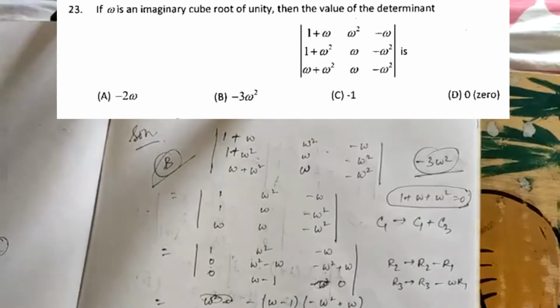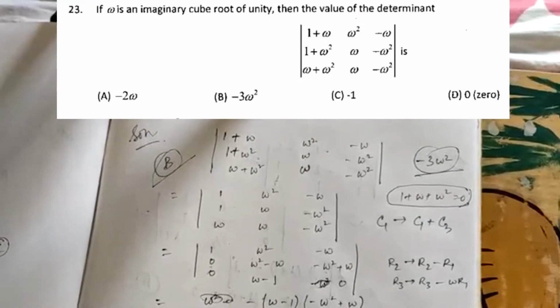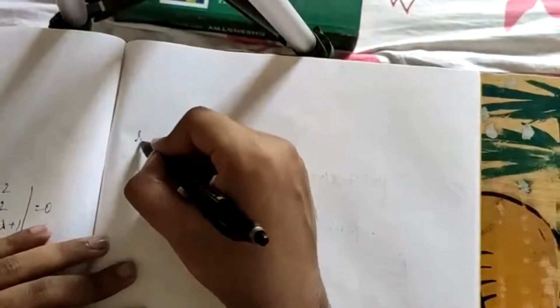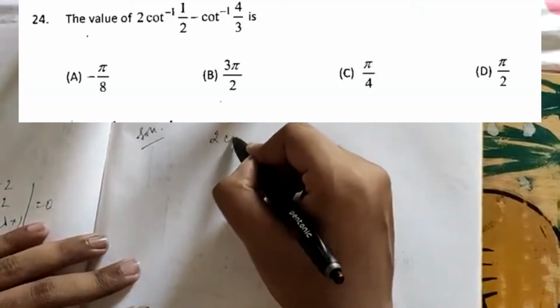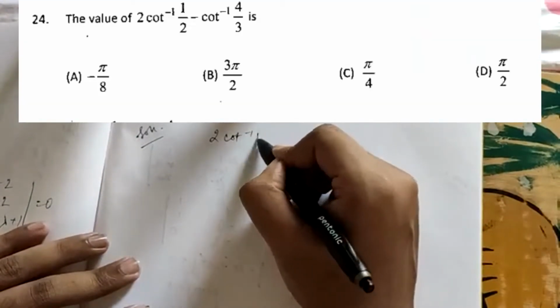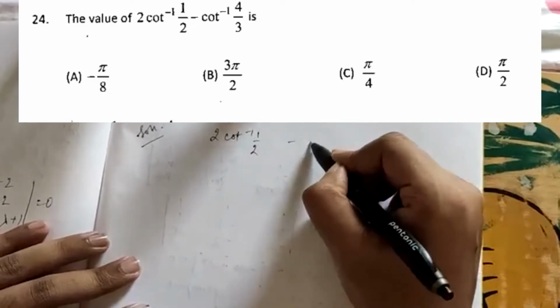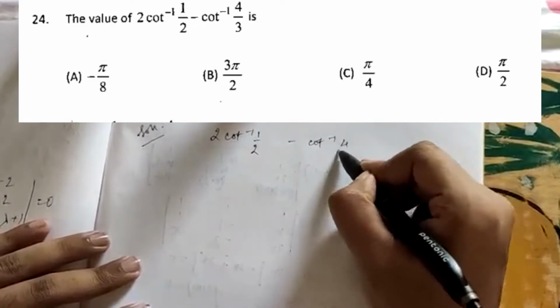This was also a very easy question, but you can do it very shortly or you can expand it, according to your own choice. So let's move on to the next question, question number 24. It's given that 2 cot inverse of 1/2 minus cot inverse of 4/3.